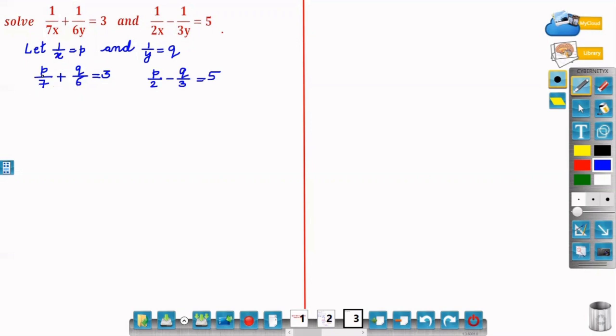Now in these two equations we have fractions, so remove the denominator. To remove the denominator we have to multiply the first equation by the LCM of 7 and 6. LCM of 7 and 6 is 42. And multiply the second equation by the LCM of 2 and 3. LCM of 2 and 3 is 6.